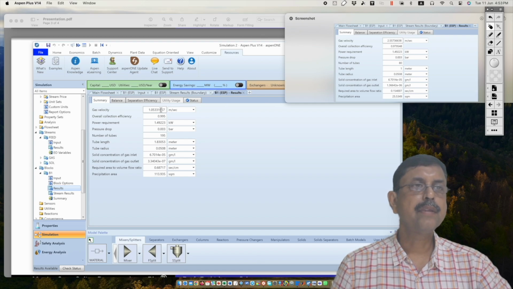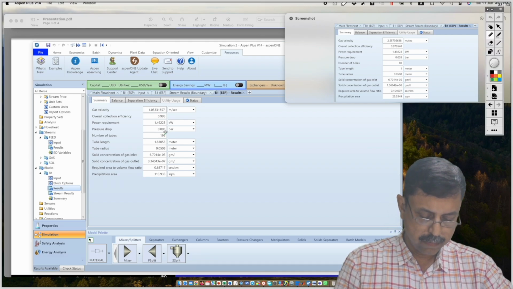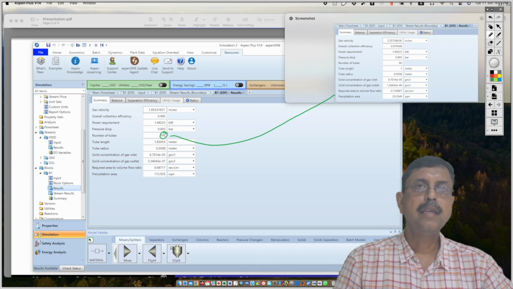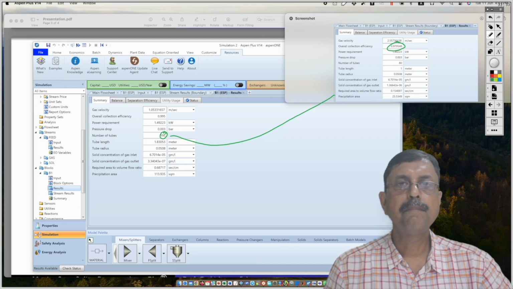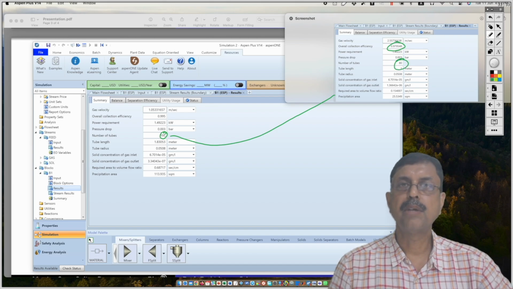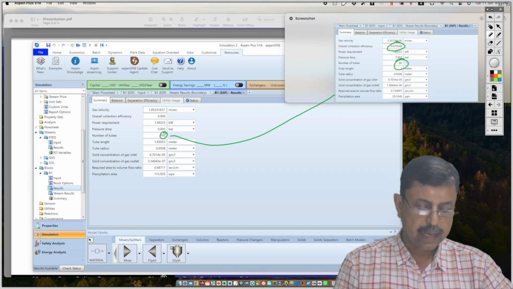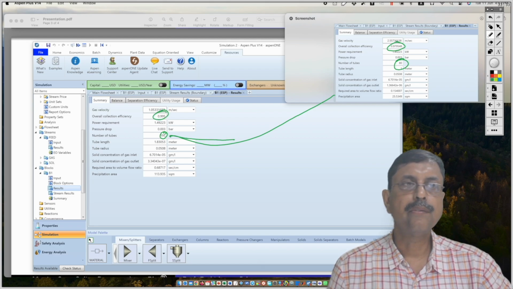So gas velocity reduces with overall collection efficiency increasing. Power requirement is the same. Pressure drop is the same. But the number of tubes increases. Here you were happy with 97.9% overall collection efficiency with 80 tubes. But in this case, you are asking for higher efficiency, so a higher number of tubes is also required.